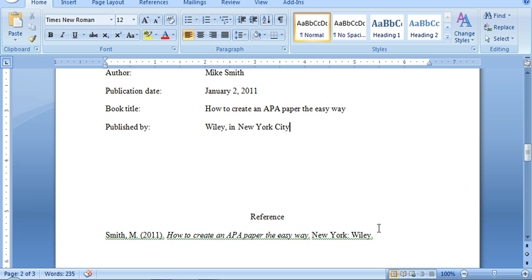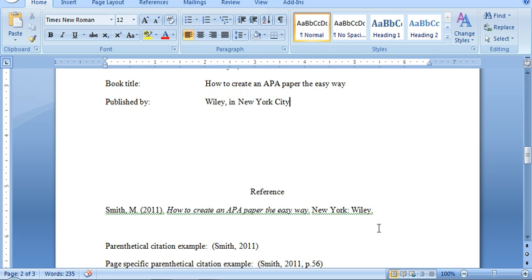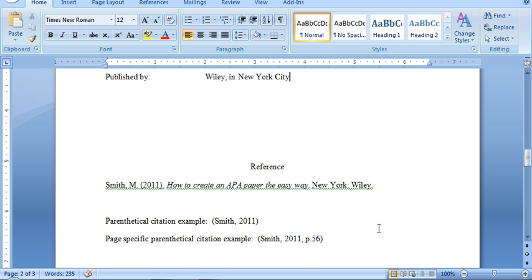But what about those parenthetical citations, those citations that we need to include in the middle of our research paper? Well, here are a couple of examples. As far as a basic parenthetical citation is concerned, it's the same formula for any form of APA reference. We simply put the author's last name followed by the year of publication. So in this case, it's Smith, 2011.